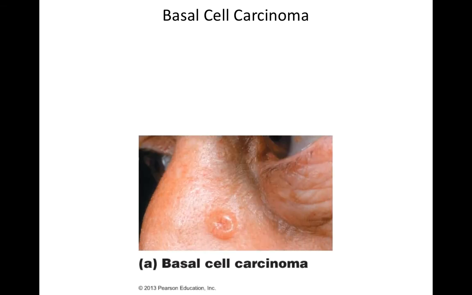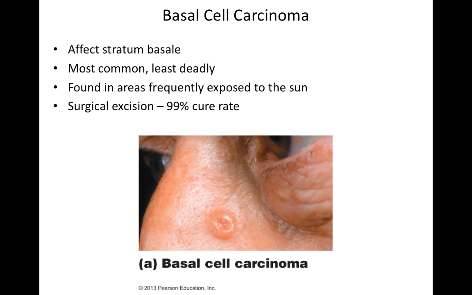So basal cell carcinoma is the first type, and it is the most common and the least deadly. Very common in elderly white males. So it affects the stratum basale. It's found in areas that are constantly exposed to the sun, so the tips of your ears, on your nose, the tops of your hands, the tops of your knees if you sit outside all the time.